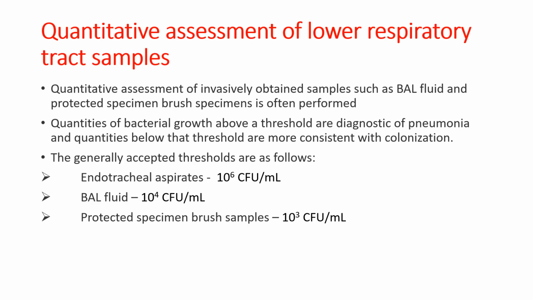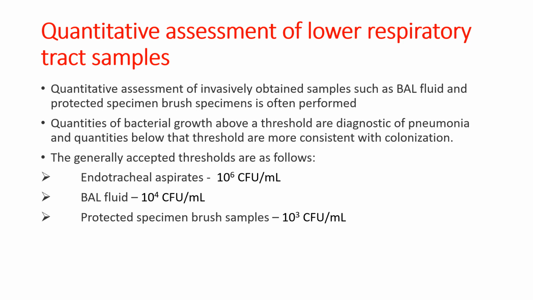So, the colony count cutoffs for different samples of the respiratory tract: for ET secretions, it is 10^6 colony forming units per ml. For bronchoalveolar lavage, it is 10^4. And for protected specimen brush samples, it is 10^3 colony forming units per ml. This colony forming units per ml in the respiratory tract needs to be considered while interpreting any sample as significant or not, whether it is indicative of infection, colonization, or contamination.